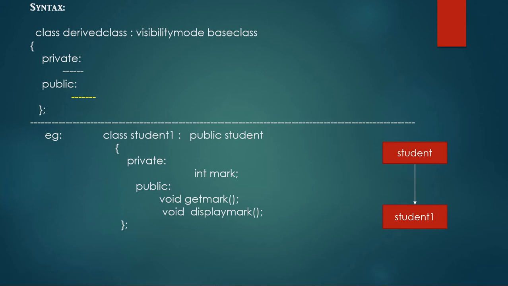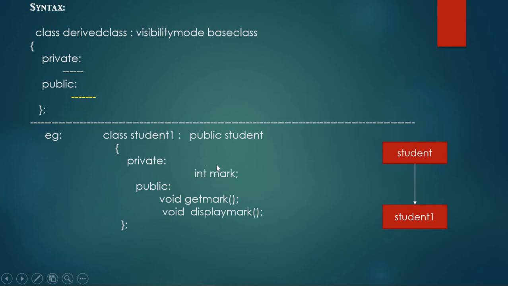Then, how to represent this inheritance in a C++ program? See, class, after that the derived class name. Here, which is the derived class? Student1 is the derived class name, then colon, then visibility mode. Visibility mode will be one of the access specifiers: private, public or protected. We will be discussing it later. In this example, we are using the visibility mode public, and the base class is Student, then opening bracket.